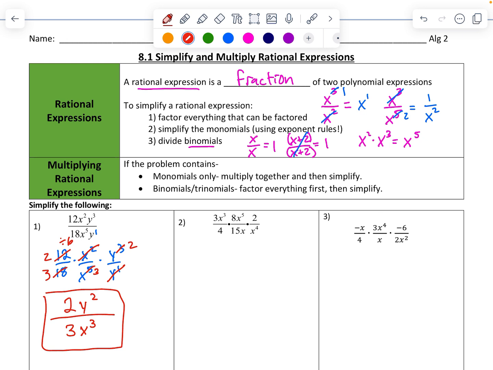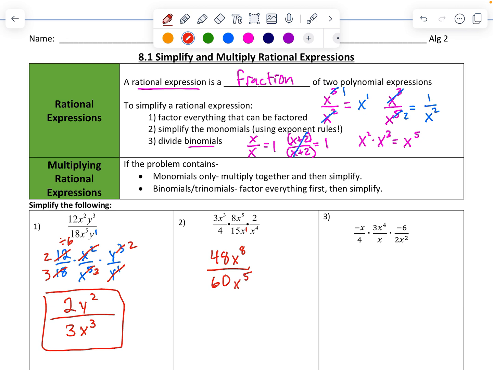On the flip side, on number 2, they are split into parts, but they're not organized very well. So I would recommend multiplying them all together. So you would do like the top, you would do 3 times 8 times 2, which equals 48. And the x's, we would add together their exponents. And then on the bottom, we would multiply the numbers. And then this x has an invisible 1, so if we add those, they turn into x to the fifth.